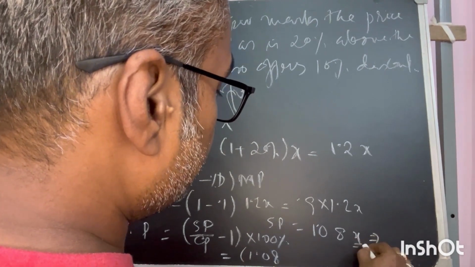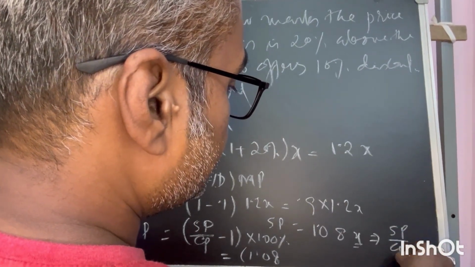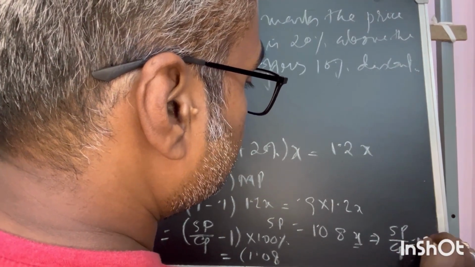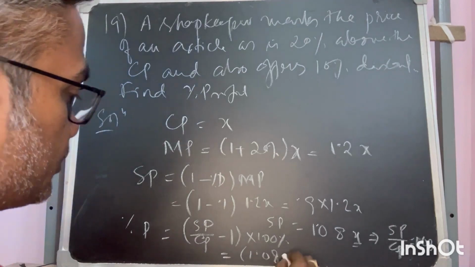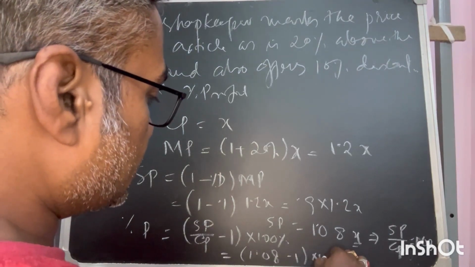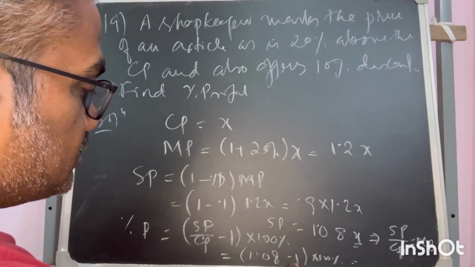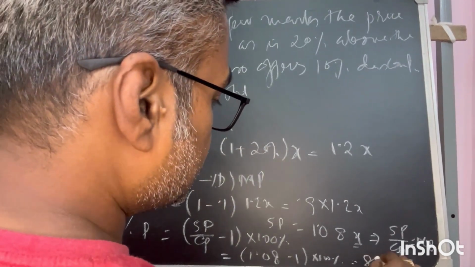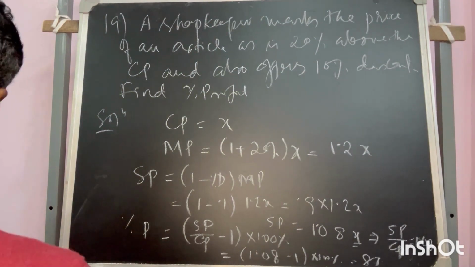So this is CP, x means I have taken as CP. So SP by CP is equal to 1.08. Now I can put it here directly. This is 1.08 minus 1 into 100 percentage. So that is equal to 0.08 into 100. That means 8 percentage will be the answer. Okay, for his profit. Okay.